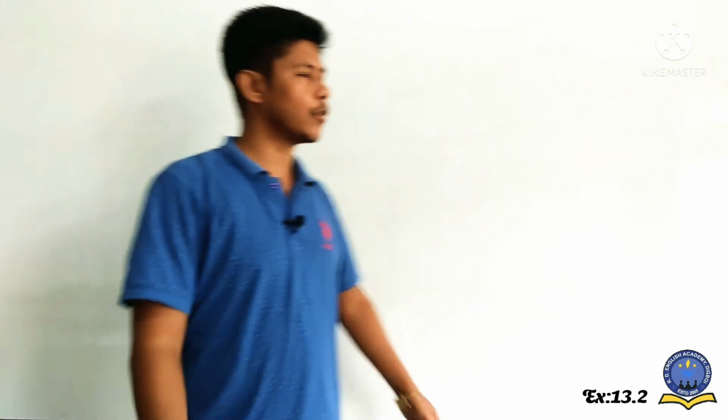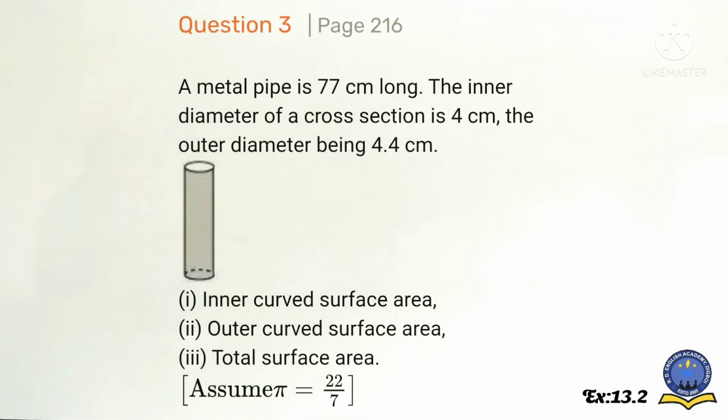If you see, question number 3 is: a metal pipe is 77 centimeter long. The inner diameter of a cross section is 4 centimeter, and the outer diameter is 4.4 centimeter. And here we have to find the inner curved surface area as well as the outer curved surface area, as well as the total surface area.